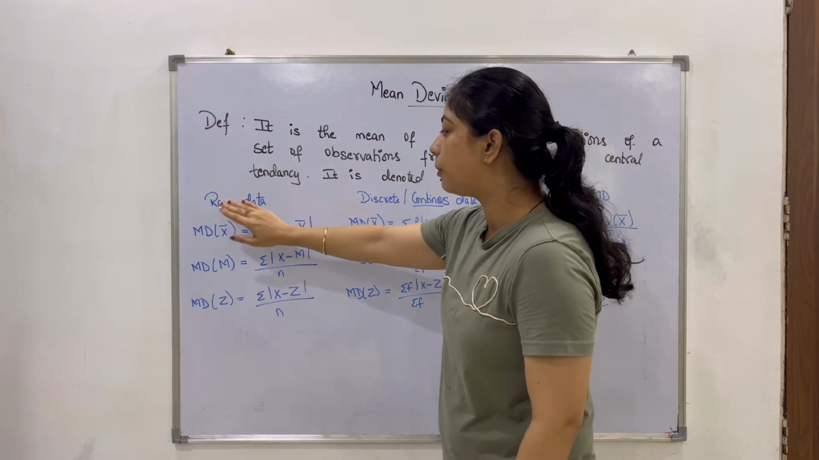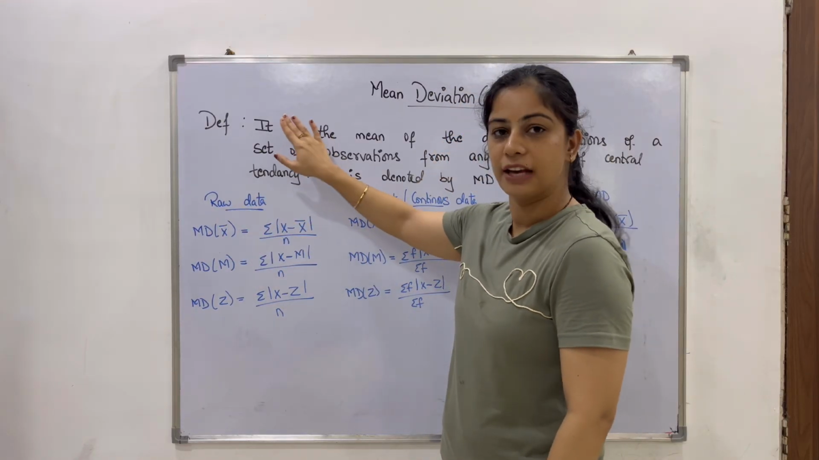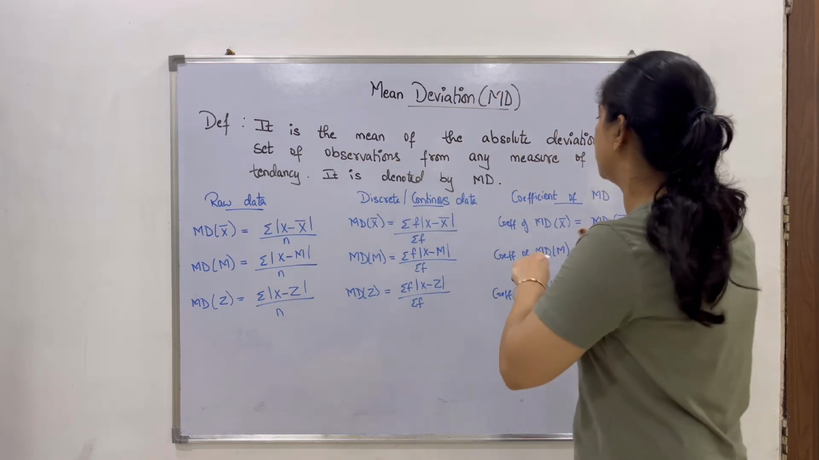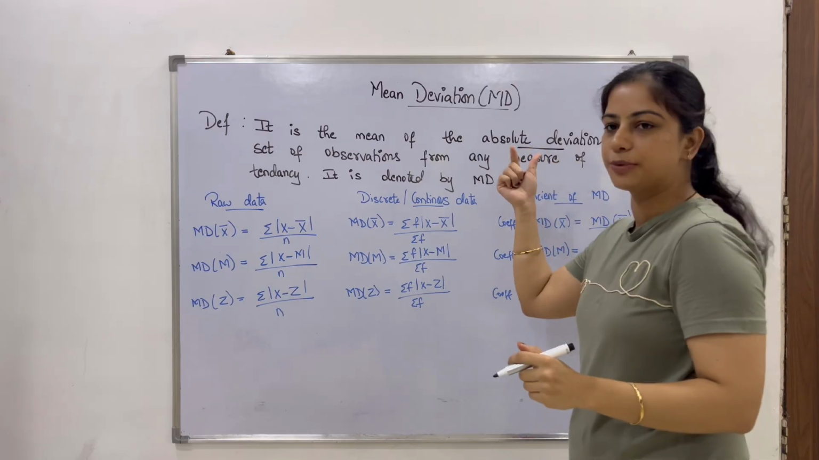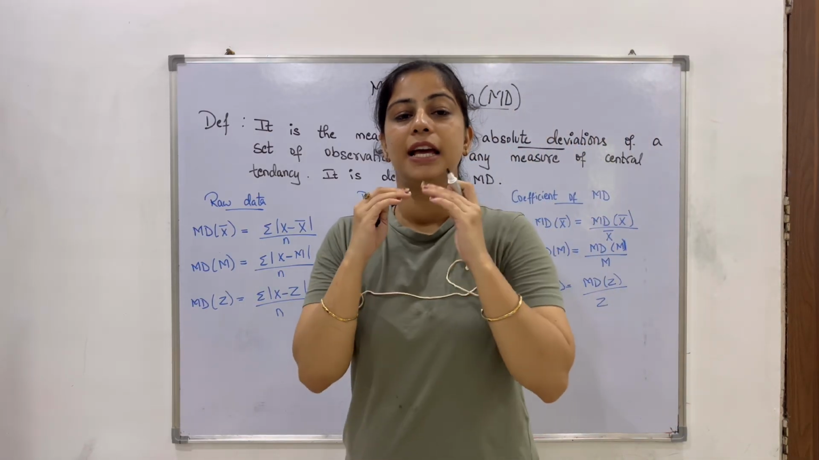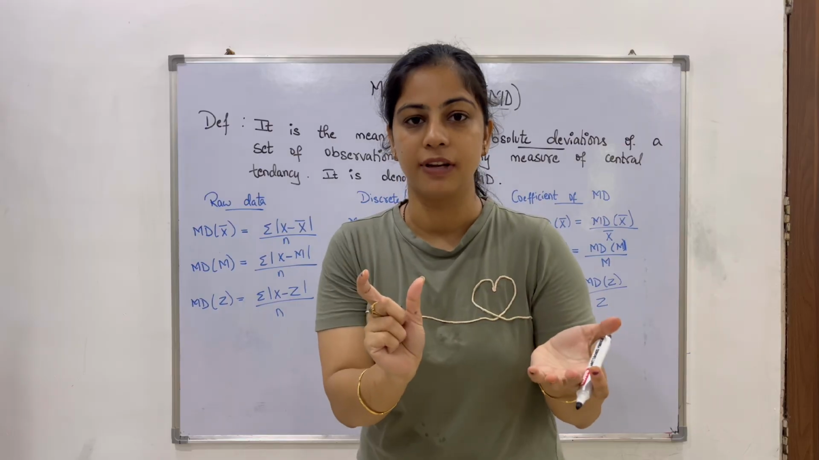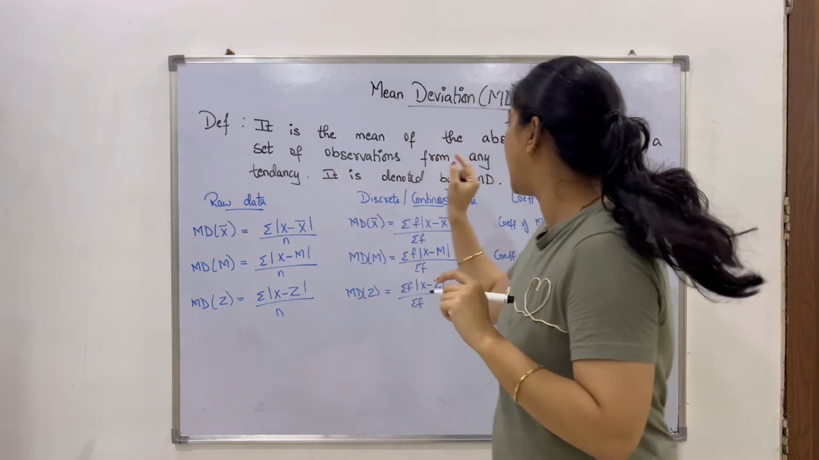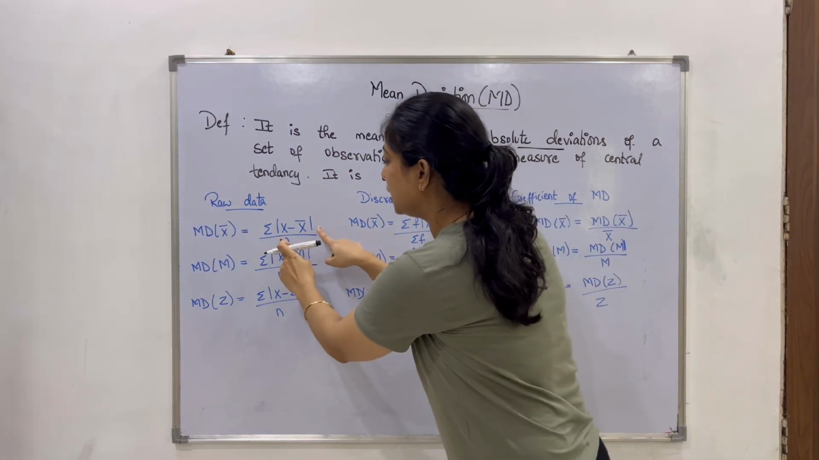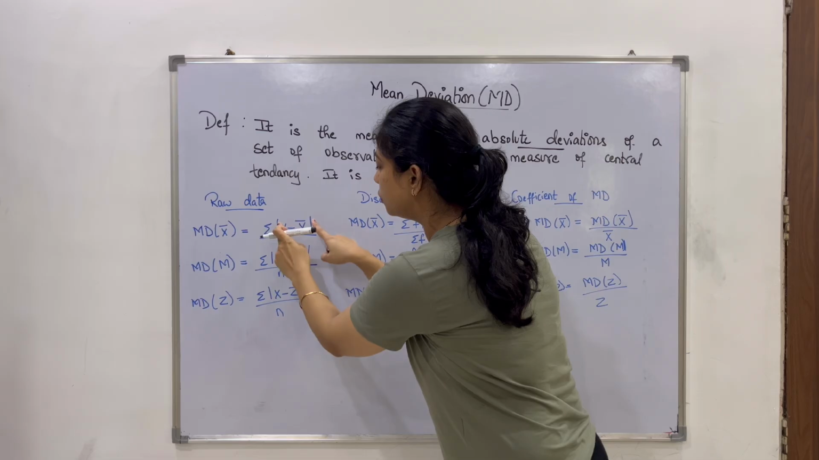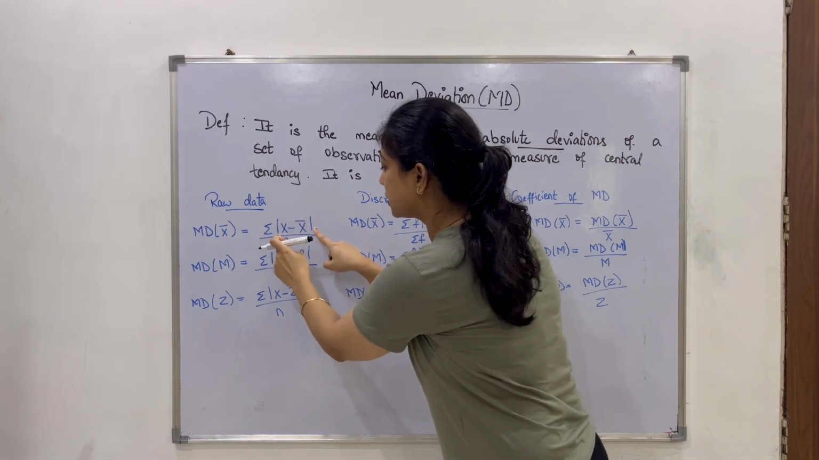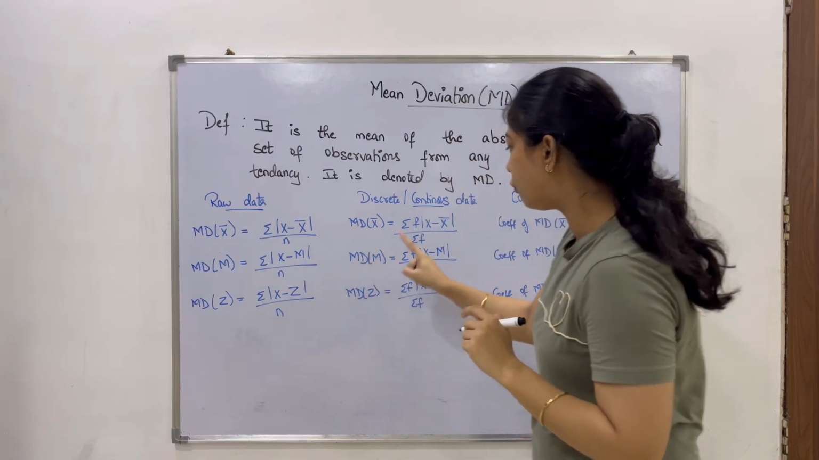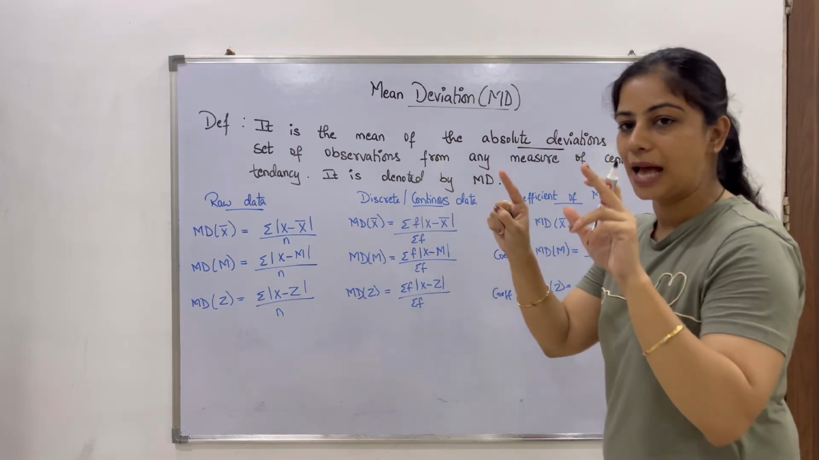Now, when we are talking about raw data, let's compare the definition and the formula. They have told us it is the mean of absolute deviations. So here they have mentioned absolute deviation. What do we understand by that? In case your difference is negative, even that will become positive by applying the mod. That is your absolute deviation. So here you can see in the formula we have applied the absolute symbol, two lines, which makes your negative term also positive. In all the formulas you can see that we have applied the absolute mark.